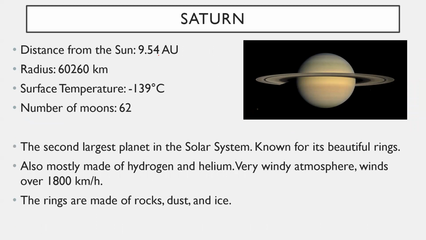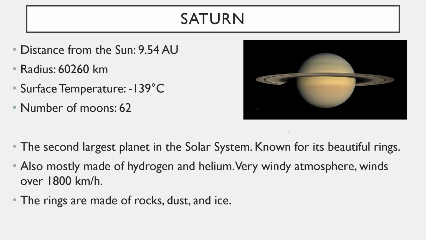Its distance is 9.54 AU. Its radius is 60,000 kilometers. So also really, really, really big. Not as big as Jupiter, but still really big. Surface temperature is negative 139 degrees Celsius, and the number of moons is 62. It's the second largest planet in the solar system. It's known for its very beautiful rings, of course. It's also made mostly of hydrogen and helium, just like Jupiter is.